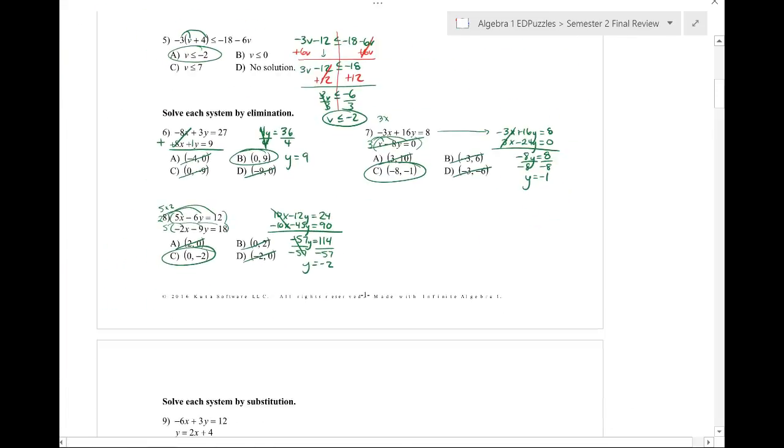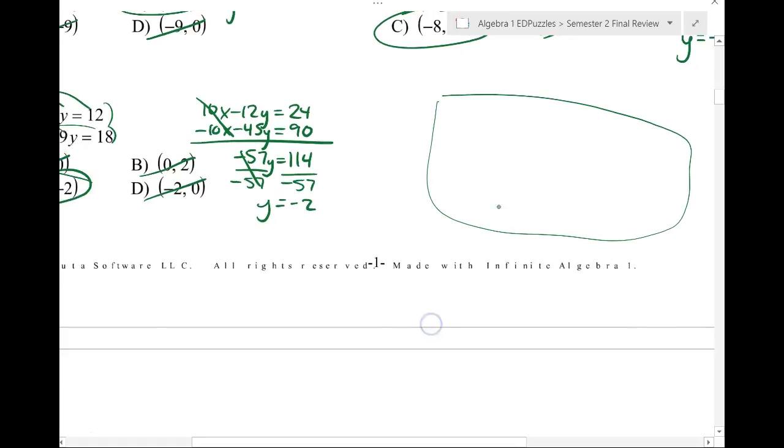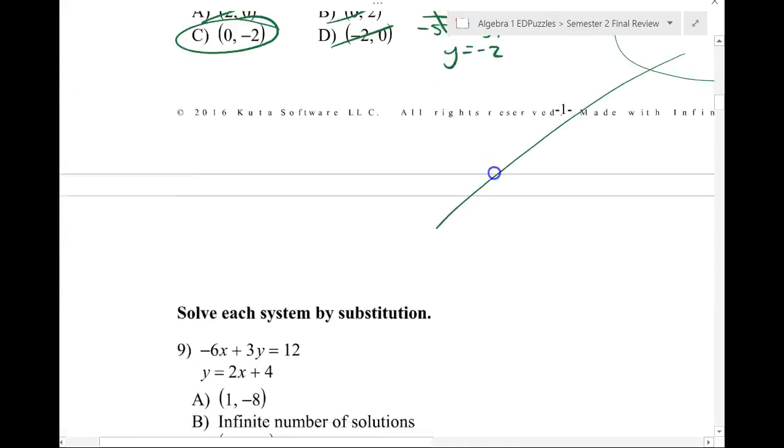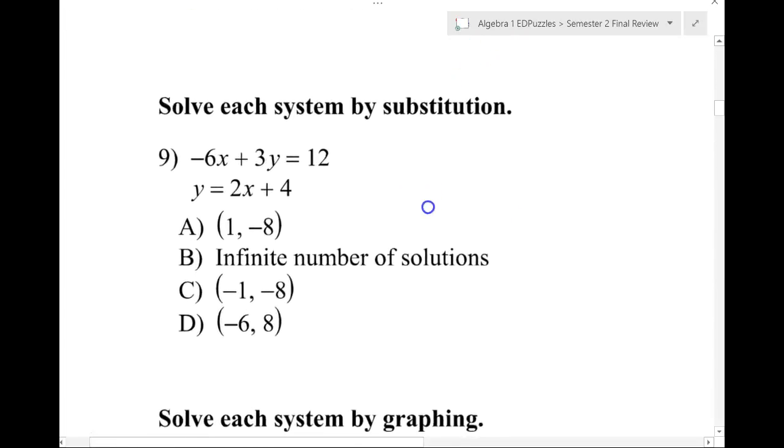On your paper, you should have a problem right here. It's the substitution. But on mine, it's over on the next page. So you guys don't have to flip the page, but I do. We're working on number 9, which is at the bottom of the first page.